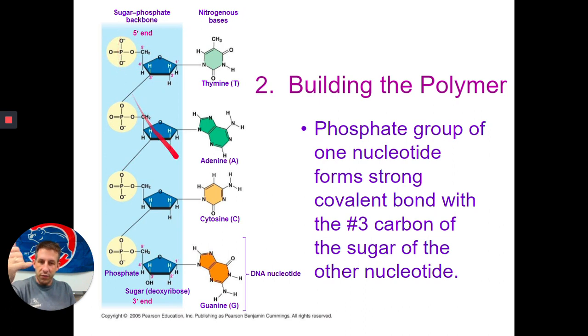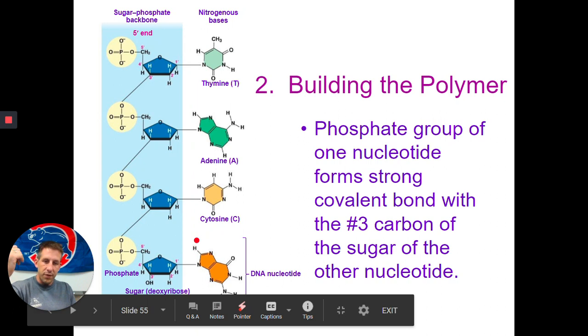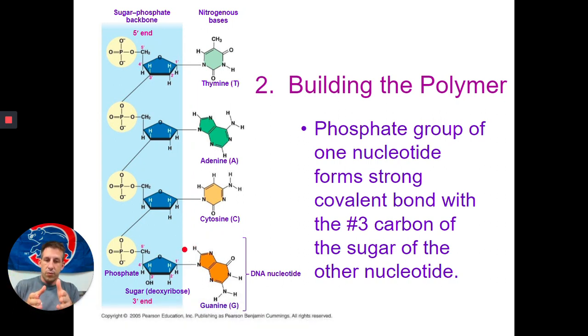And if we look at the other end, I'm going to let that go away. We look at the deoxyribose sugar at the bottom, and we label it the exact same way: 1', 2', 3', 4', 5'. You'll notice that the one that's kind of isolated at the bottom, the lower left corner, is the 3' carbon. That's why they call that end of the DNA the 3' end.